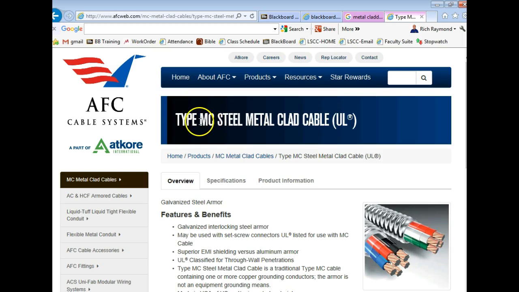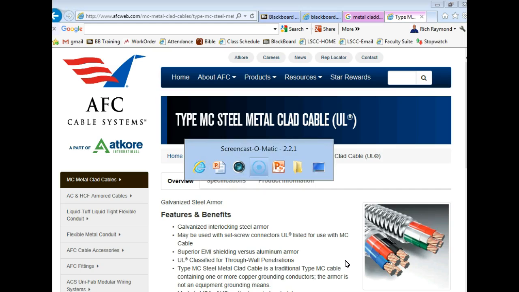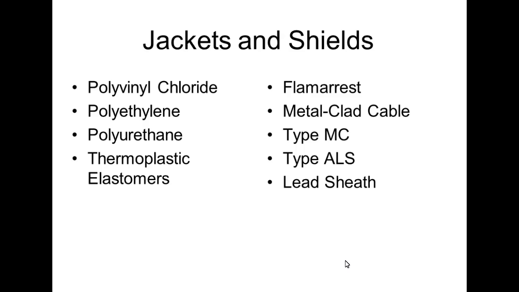So if you see MC designators, what is it? MC? M stands for metal cable, or metal clad would probably be more correct. I can't remember what the ALS is. I'll have to go back and look at that and see what that is. But flame retardant, so we have cables that have jackets on.